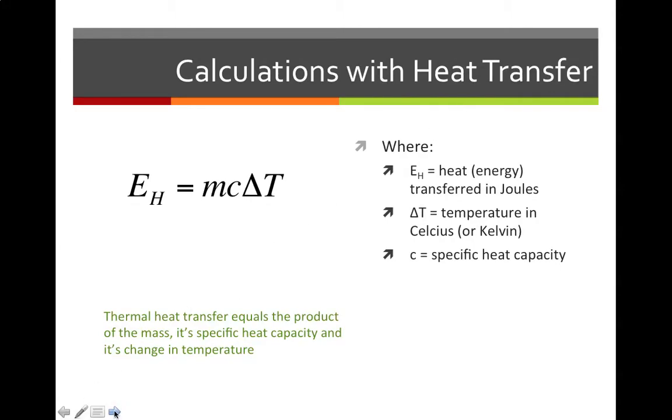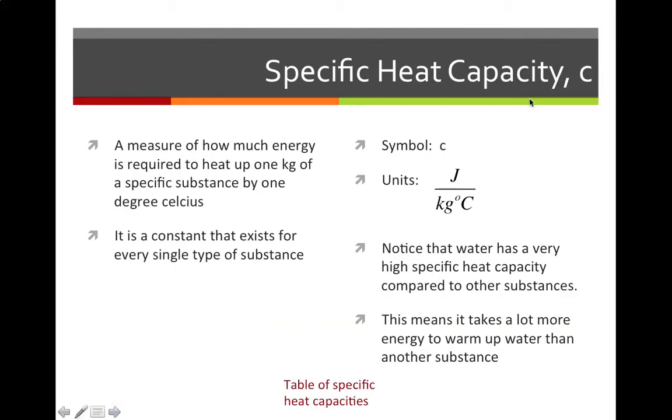So let me show you an example. Well, I think I'll talk about C first. This little C is another constant for every substance that exists, and it tells you how much energy you need to change the temperature of 1 kilogram of that substance by 1 degree Celsius. Again, I could look up a table on the internet here.